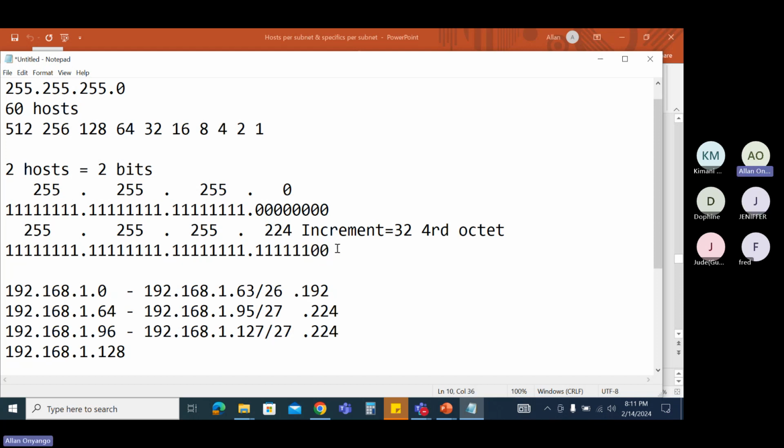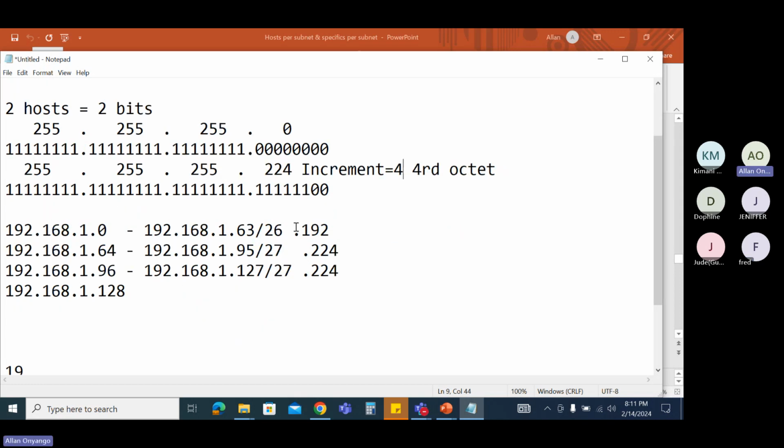So, increment, guys. The first 0 represents 1. The second 0 here? 2. The third bit? 4. So our increment here is 4. Subnet mask is actually the last subnet mask, if you can remember. It ends with? 252. You can just say 1 plus 2 is 3, 3 from 255, 252. So 252 is on the fourth octet. Increment, as we have said, is 4.